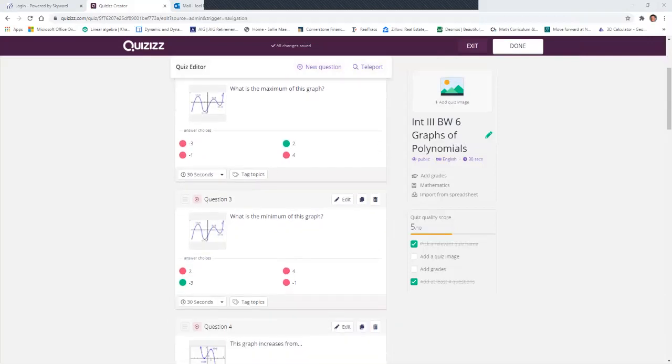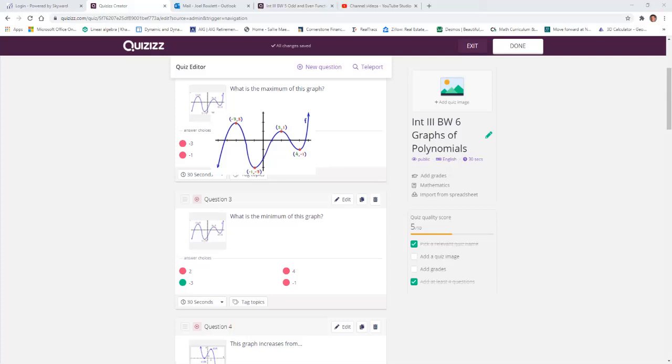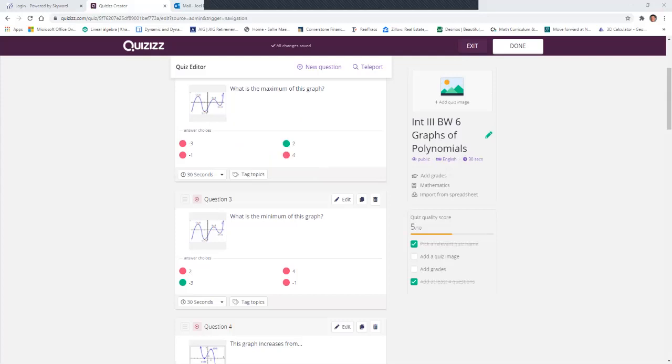If you look at problem number 2, it says, what is the maximum of this graph? Well, the maximum is going to be the highest y value. And technically, Quizzes has this wrong because if you notice that the right tail goes up forever. So there is no maximum for this graph, and Quizzes says that it's 2.